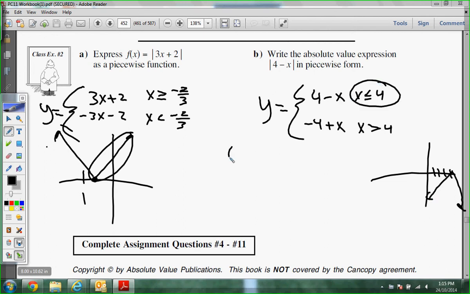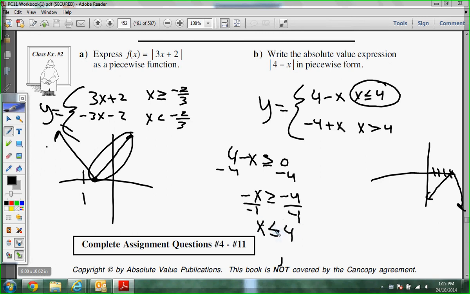I'll show you. So we always want to go 4 minus x greater than or equal to 0. We're just solving like an inequality. Okay? Minus the 4. Negative x is greater than or equal to negative 4. And then what do I do now? Flip it because I'm dividing by the negative. So it's going to be x less than or equal to 4. That's where this comes from.